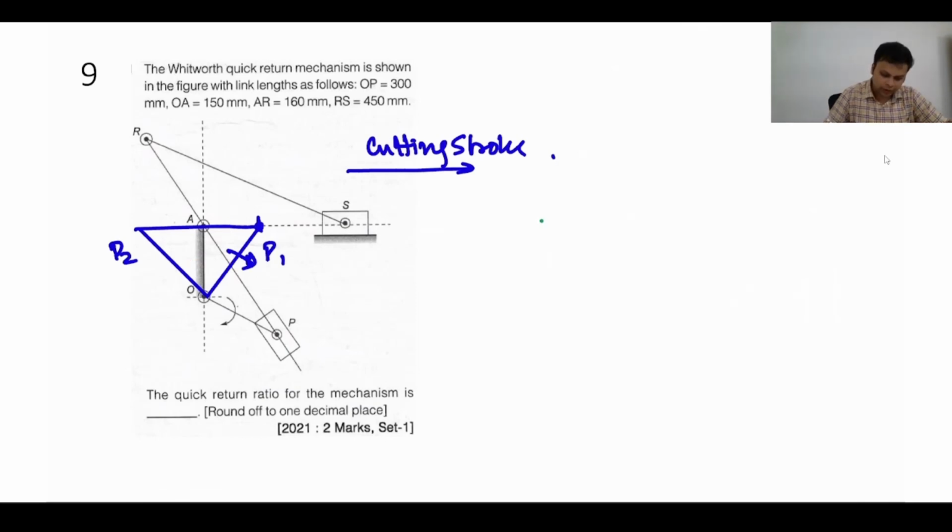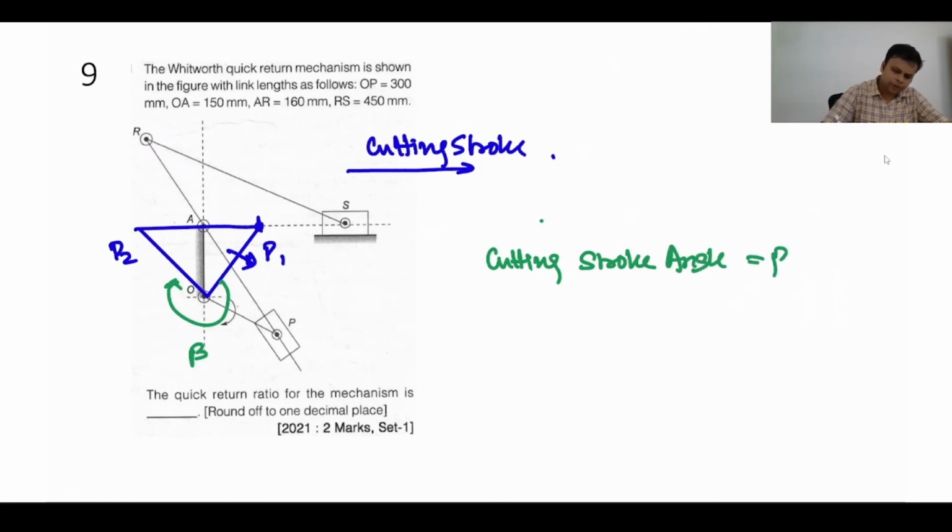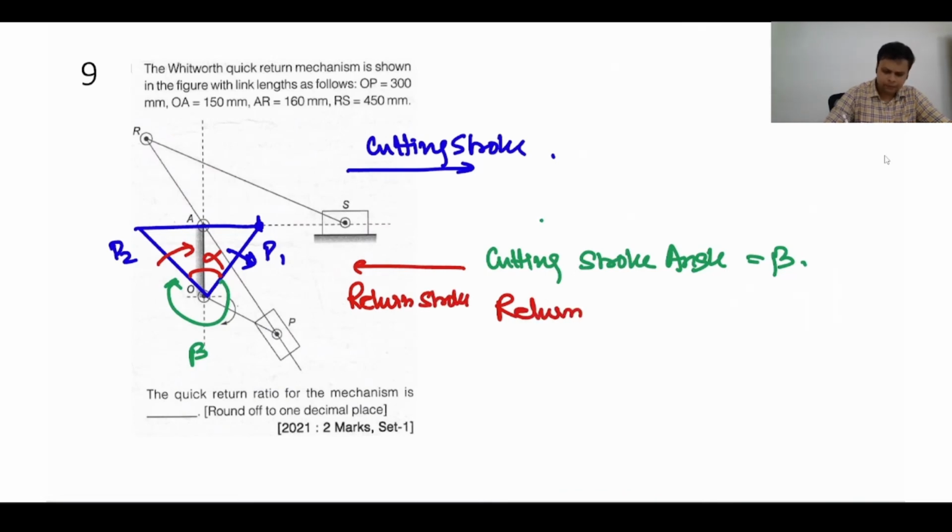So the cutting stroke angle, can I say what is the cutting stroke angle? Can I say this is the cutting stroke angle? When the arm moves from P1 to P2, this is the cutting stroke angle. So I can say cutting stroke angle is equal to beta. When it moves from P2 to P1, let me say this angle is alpha. So the return stroke angle is equal to alpha.